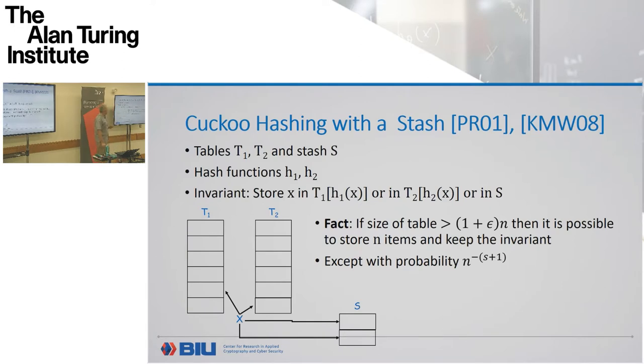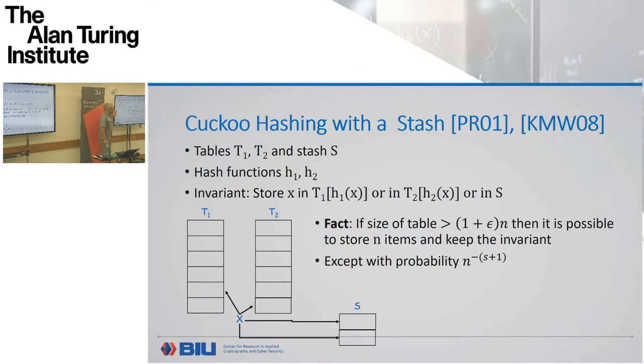And a value x could be either in location h1 of x in table t1, or h2 of x in t2, or it could be placed in this small bin of size 2 or 3, okay? And then when you're looking for an item, you know that it's either here or here or here. So you can look for an item with a constant number of lookups. So that's very useful. This is essentially a dictionary where each item can be found with a constant number of lookups.